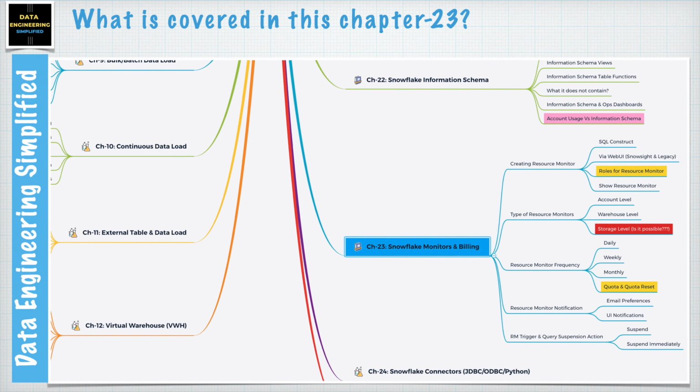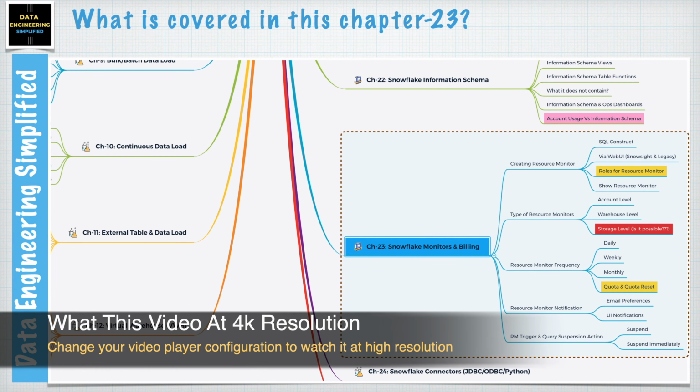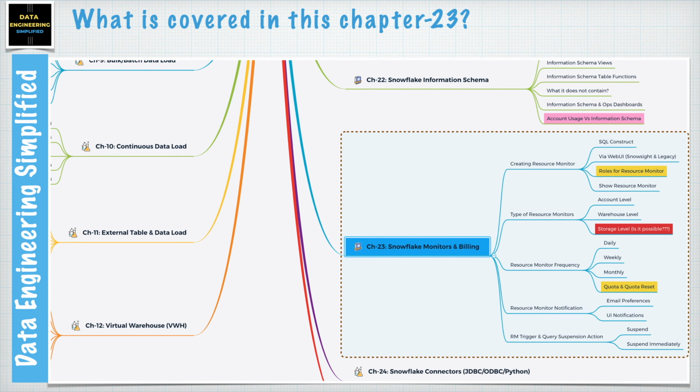This episode, Chapter 23, will primarily deep dive into resource monitor to control compute cost in your Snowflake account. We will explore how to create resource monitor objects at account level as well as at warehouse level and configure them to trigger different actions. We will also understand the different frequency types, quota and quota reset concept along with email and web UI notifications. We will also see how the suspend and suspend immediate actions work and how they control the virtual warehouse cost in your Snowflake account.